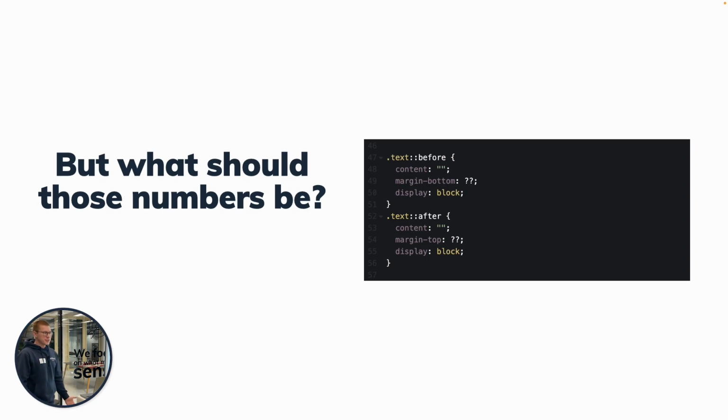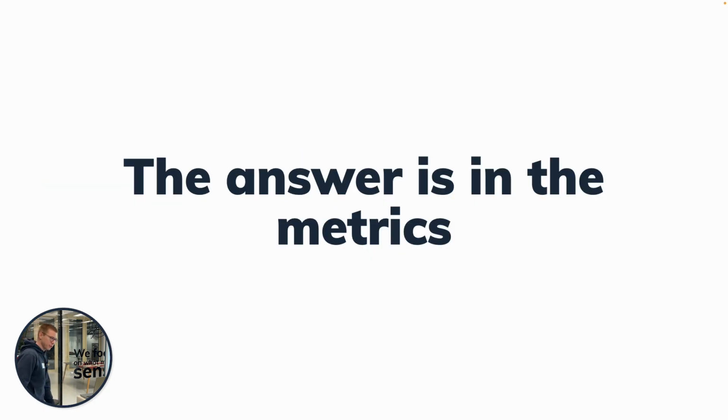And of course, we could do some guessing, we could do some trial and error, we could try out different numbers, but there would be a different number for each different text. And we are engineers after all, right? So we want to know the deterministic answer. We want to know, how do we get to these numbers? And the answer for these numbers is in the metrics.